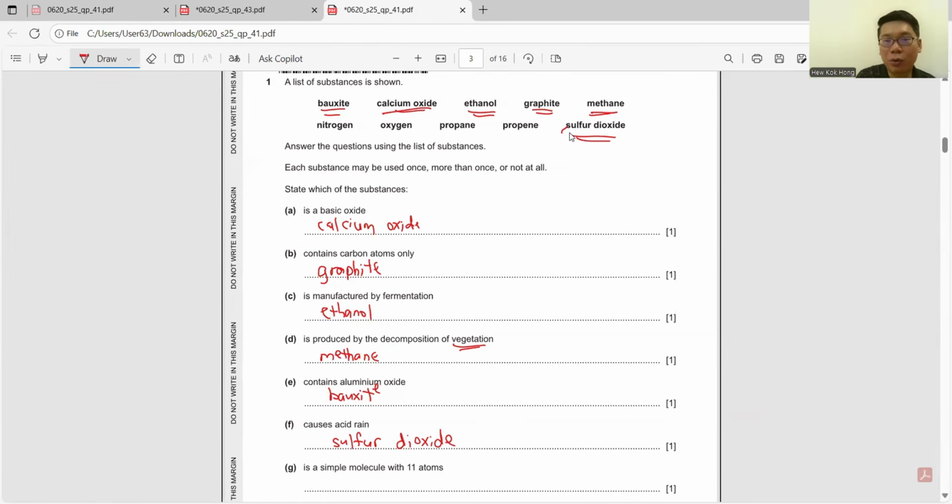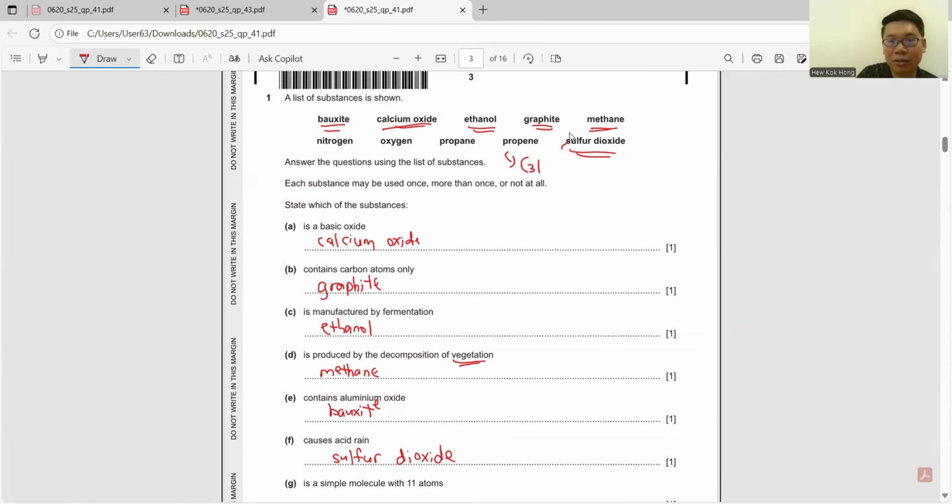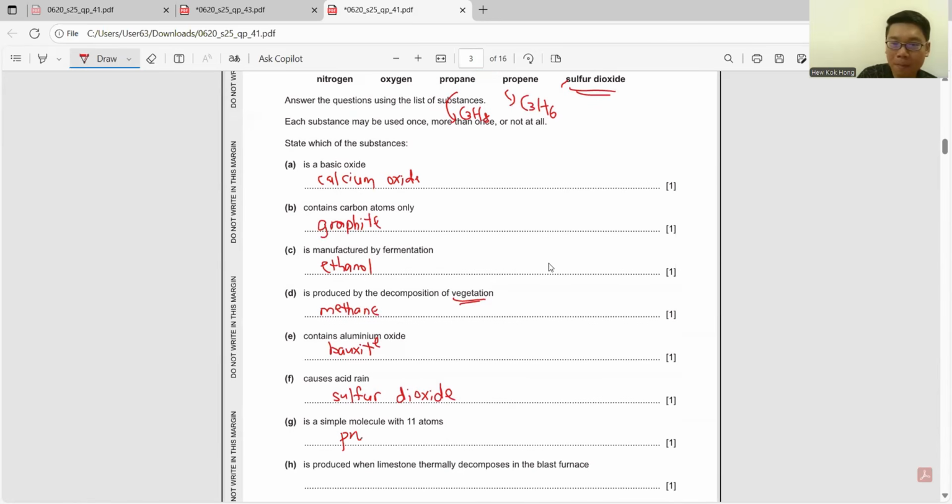It's a simple molecule with 11 atoms. Let's check this. Is C3H6? So it's 9 only. This is C3H8. So it is 11. So propane. H is produced when limestone thermally decomposes in a blast furnace. Limestone is calcium carbonate. After decomposition, it will form CO2 and calcium oxide.